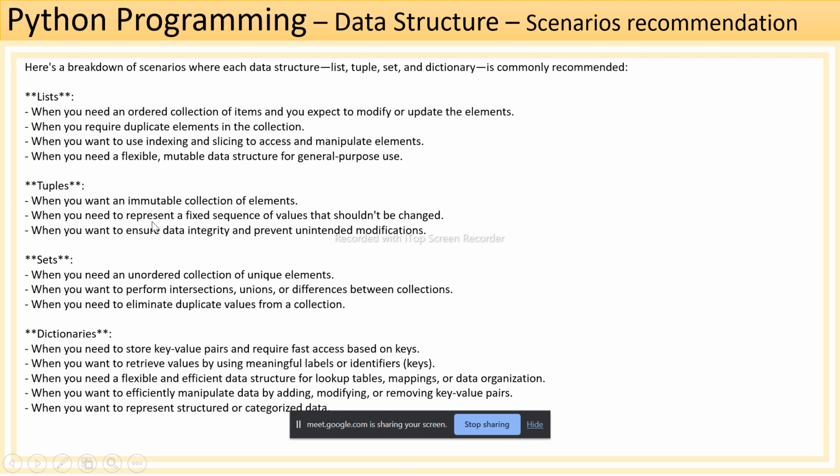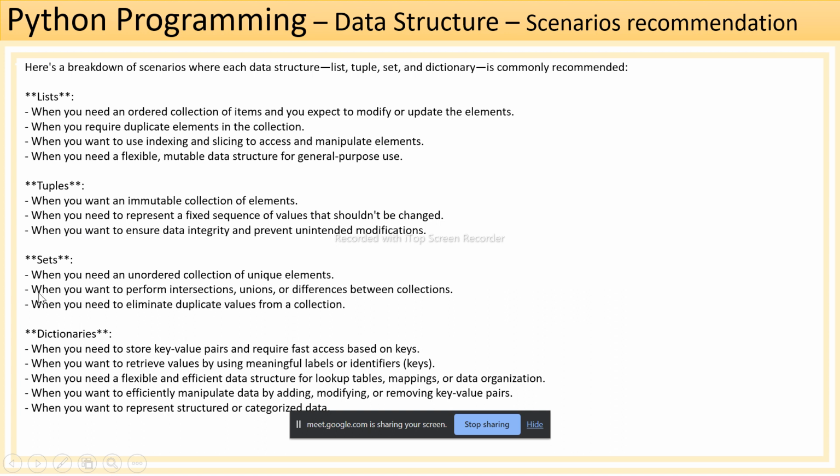When you need to represent a fixed sequence of values that should not be changed, it's the same sentence we have given here. When you want to ensure data integrity and prevent unintended modification, as I said many times, guys, we usually prefer to use tuples when you don't want the end user to make any change in your original data sets, then tuple is the right data type. Okay, then you can start using tuple, it will ensure to save your original data.